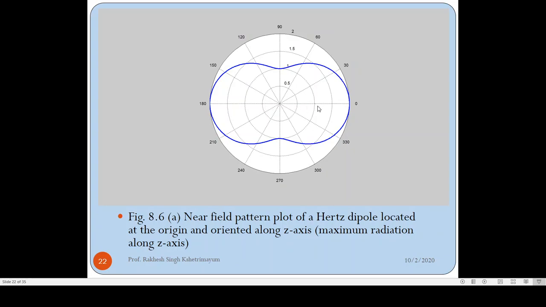You observe that at theta equal to 0 and pi, there is maximum radiation. There is no radiation or very small radiation along theta equal to pi by 2 and 3 pi by 2. The distance from this point to this gives the amplitude of the field along that direction. Similarly, the distance from this point to this point gives how much electric field is radiated along that direction. You can see that this is longer and this is shorter, so obviously we have more radiation along theta equal to 0 and 180 degrees, and less radiation along theta equal to 90 degrees and 270 degrees.